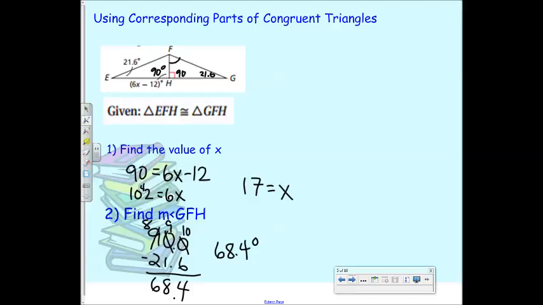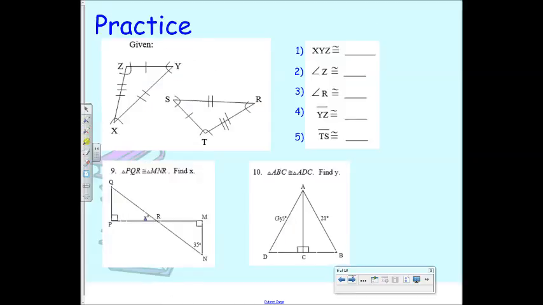Okay, so what I want you guys to do is 1, 2, 3, 4, 5, and then 9 and 10 at your boards. Read carefully. You're just saying which ones would be congruent to the blank spaces above there. All right, go ahead.